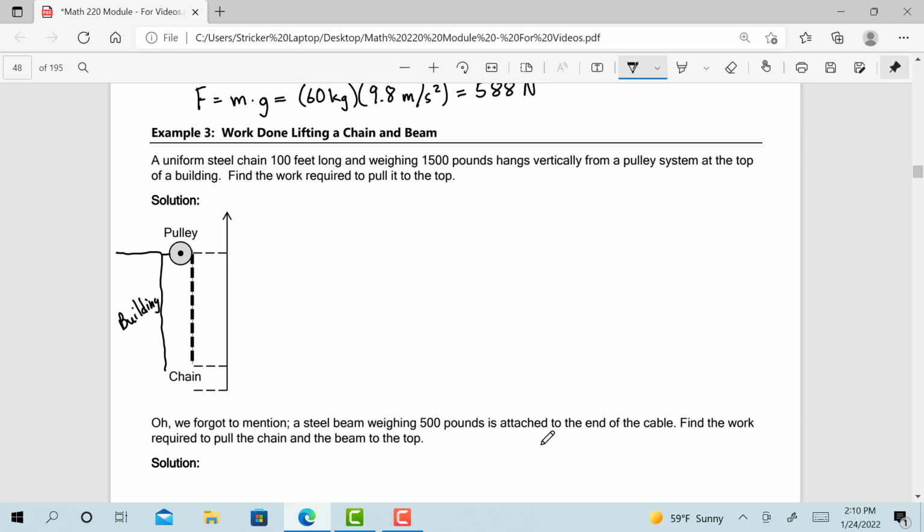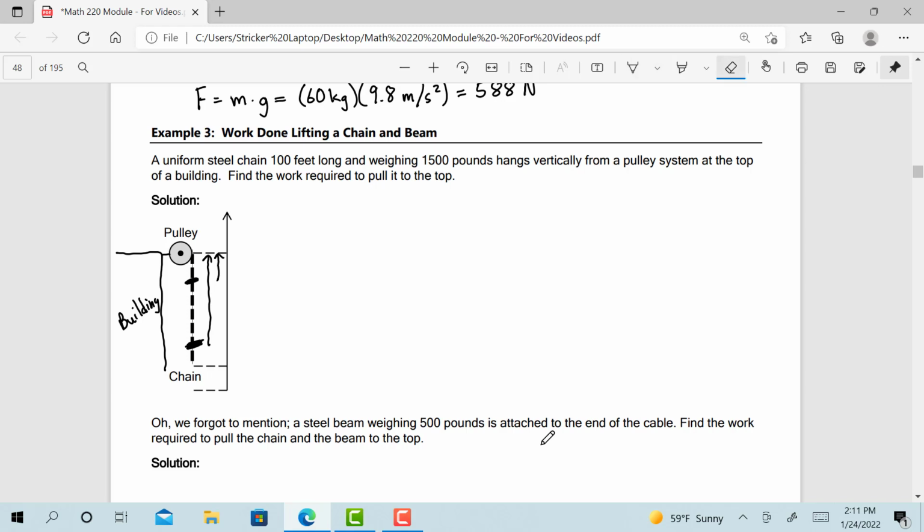If you break up this chain into a bunch of infinitesimally small pieces, a piece of the chain down here has to move a farther distance than a piece of chain up here, which would only have to move about that distance. And so this is where the calculus comes in. Each part of this chain has to move a different distance. Another way to think about it is that once you pull some of this chain up, there's less weight hanging, and so there's less work required.